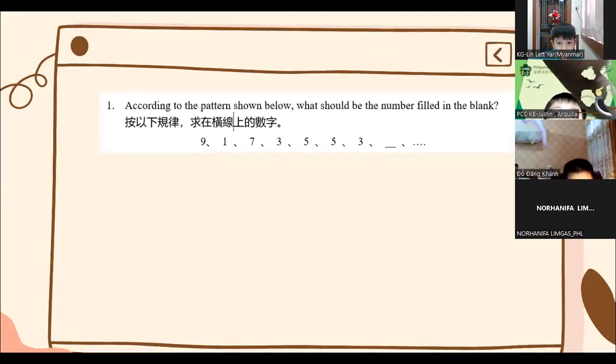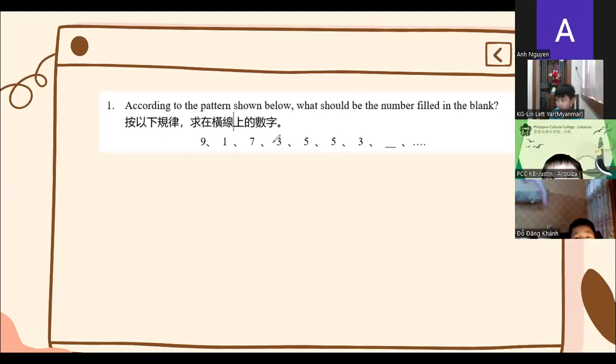Okay. Go ahead. 7. All right. Thank you so much for those. Non-Filipino students here are also participating in the chat box. Feel free, you can put your answers there. Yeah, it's 7. Why do you think it's going to be 7? What's the pattern there? Who can answer? What is the pattern? Yes, Anne, go ahead. 1, 3, 5, 7. Mm-hmm.